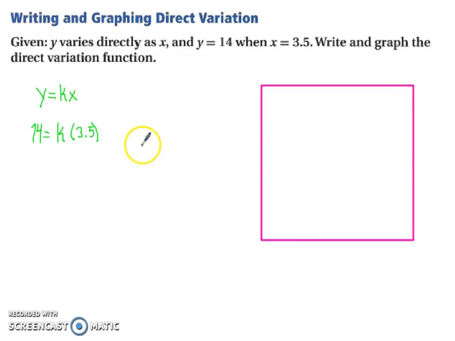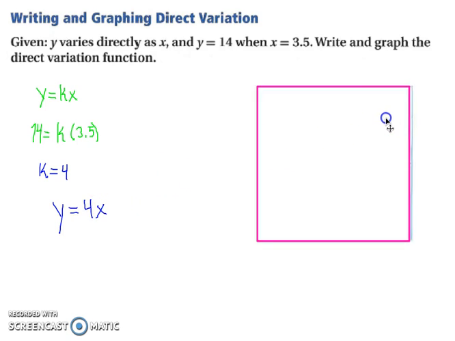So to do so, we divide both sides by 3.5, which gives us the fact that k equals 4. So now if we write our direct variation function, we have y equals 4x. And when you graph this, you start at 0, and you rise 4 and run 1.